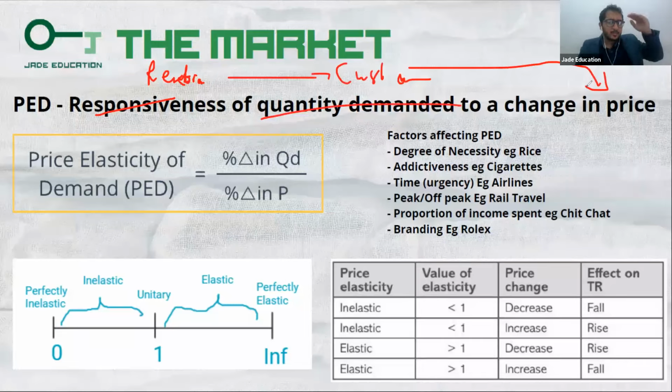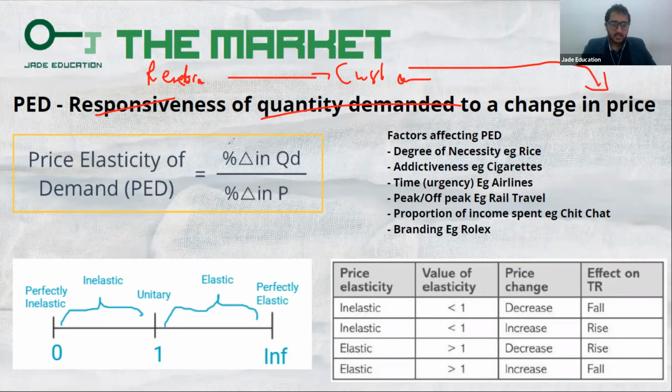So let's say I raise the price. Will all my customers leave me? Will a few leave me? Will nobody leave me? We need to figure it out. What's the degree of our price elasticity of demand? We need to figure it out so that we can go and change our price.